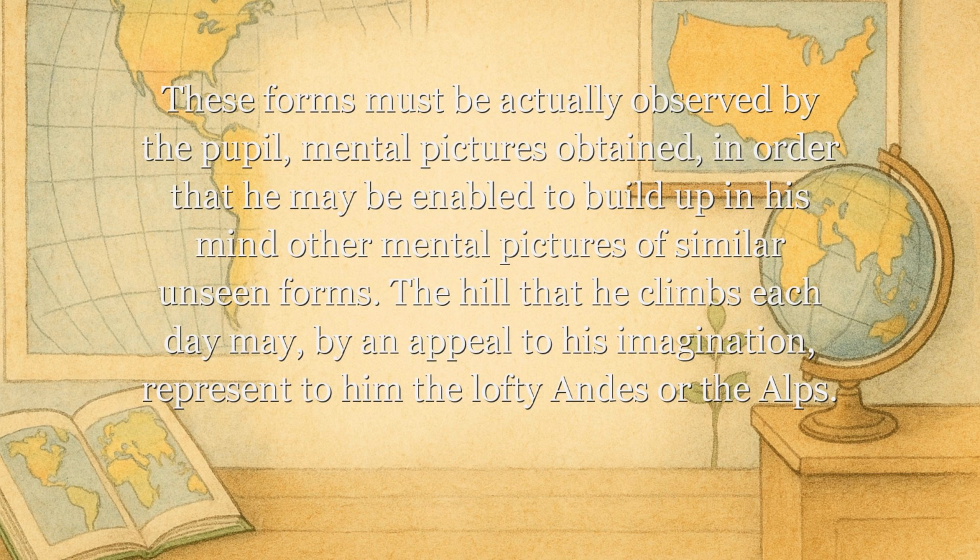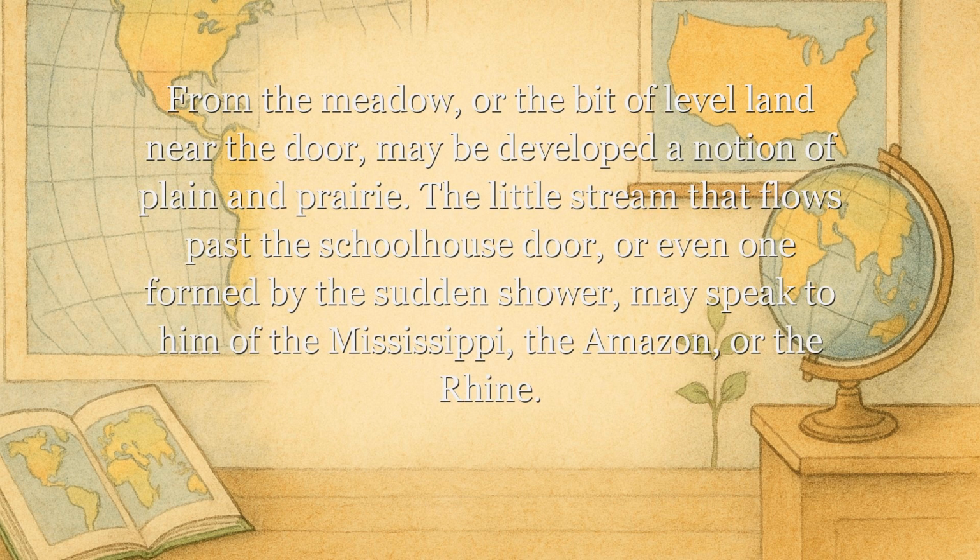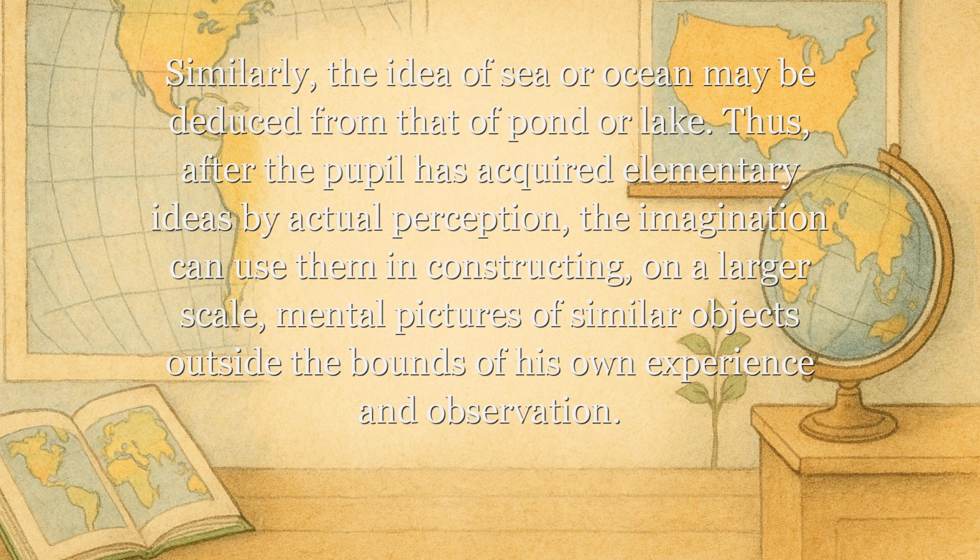The hill that he climbs each day may, by an appeal to his imagination, represent to him the lofty Andes or the Alps. From the meadow, or the bit of level land near the door, may be developed a notion of plain and prairie. The little stream that flows past the schoolhouse door, or even one formed by the sudden shower, may speak to him of the Mississippi, the Amazon, or the Rhine. Similarly, the idea of sea or ocean may be deduced from that of pond or lake.